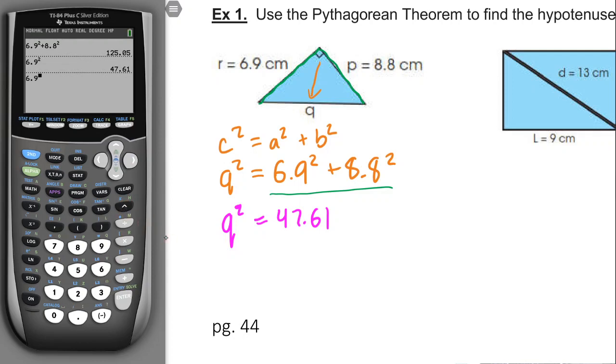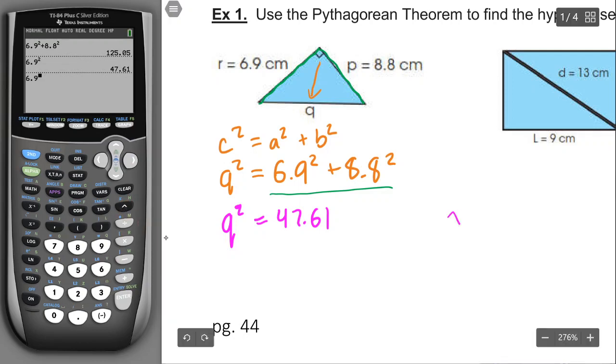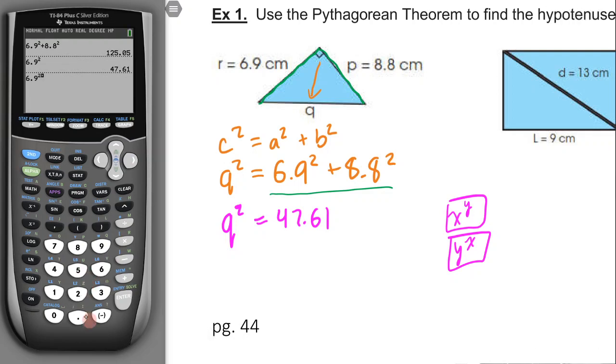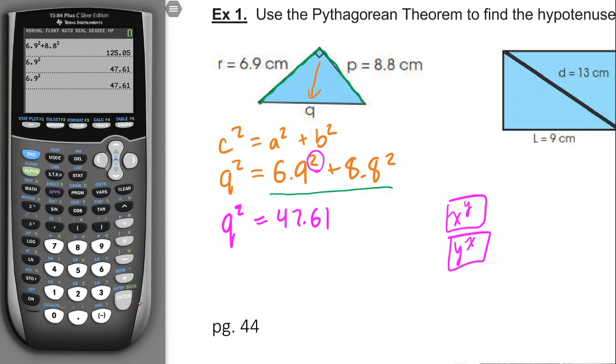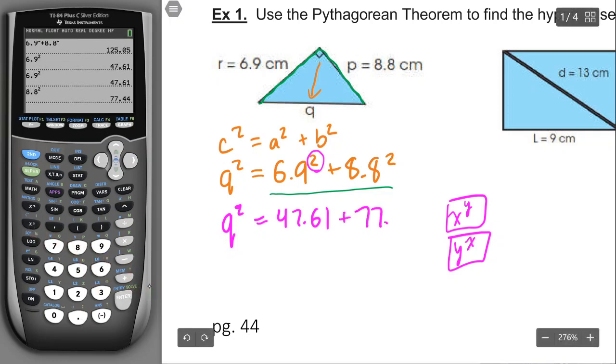Sometimes it's also an X to the Y button, like this, or a Y to the X button. I think the iPhone calculator is a Y to the X button. Anyway, whatever this is, that's your exponent button. You might need to do your exponent button and then 2, because that's squared, right? Exponent 2. 6.9 squared, 47.61. And then you're going to have to do the same thing for 8.8 squared. So plus 77.44. And then you can add those two together.